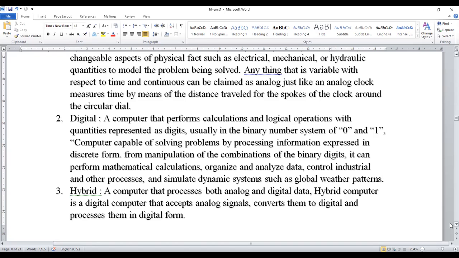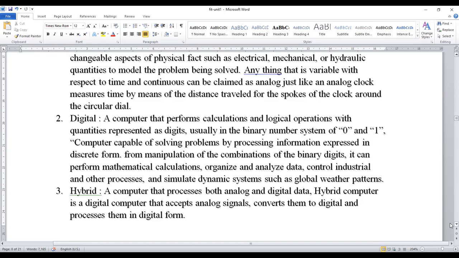Whereas digital computers are the computers that perform calculations and logical operations with quantities represented as digits, usually in the binary number system of zeros and ones. For all these things, we require a digital computer capable of solving problems by processing information expressed in discrete form. From manipulation of the combination of binary digits, it can perform mathematical calculations, organize and analyze data, control industrial and other processes, and simulate dynamic systems such as global weather patterns.